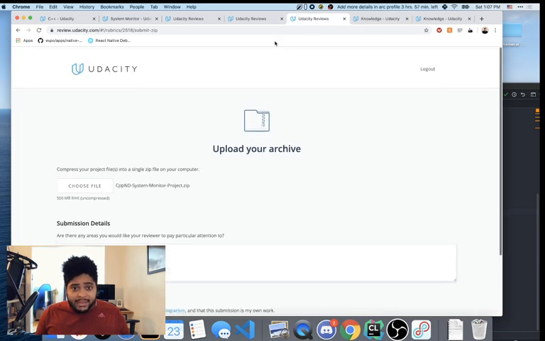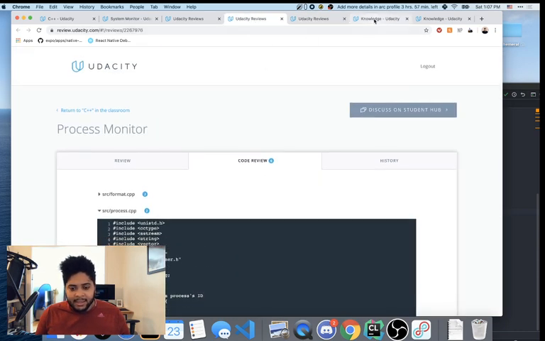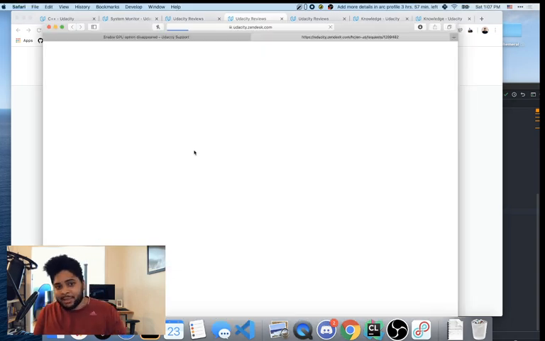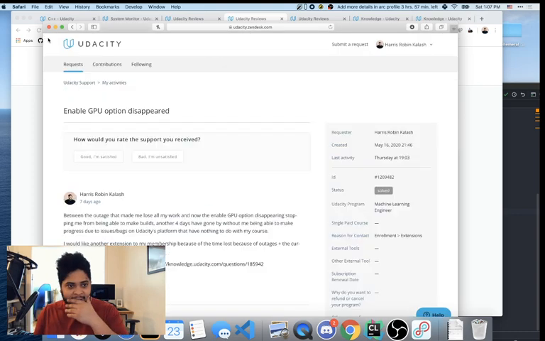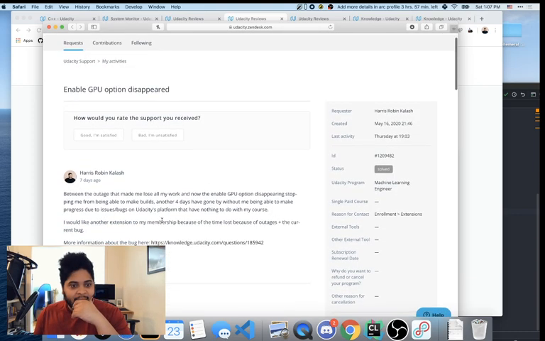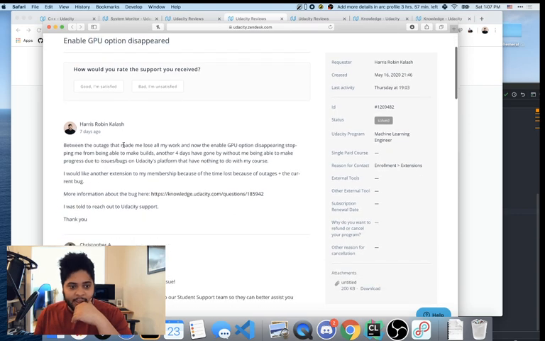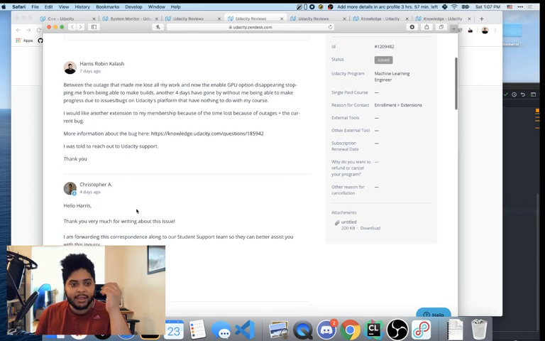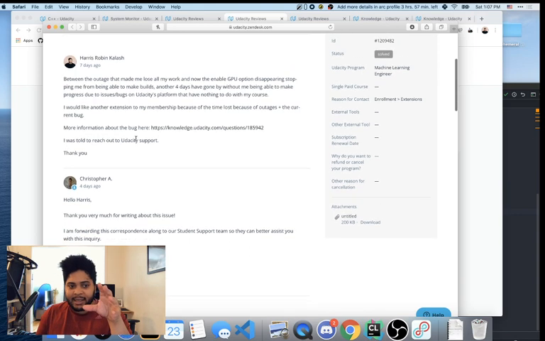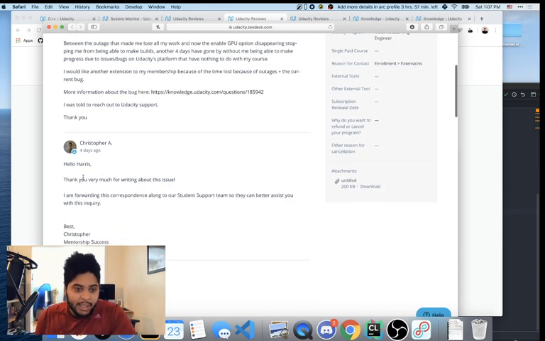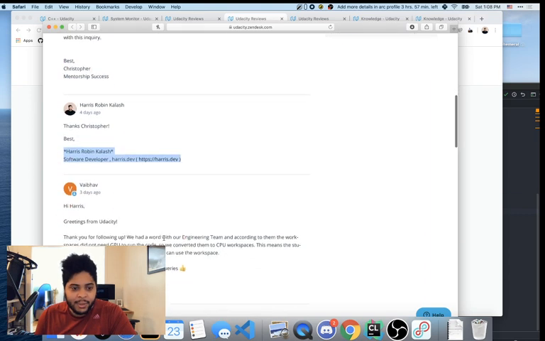Now, when I submit the review, knowing that the GPU button is not enabled, and by the way, it's worth mentioning that I contacted support about the GPU button, and this shows you how disconnected everyone is at Udacity. So I said the enable GPU option disappeared. I mentioned a bit about my frustrations between the outage and the enable GPU button. I point to the knowledge question that I posted, and basically I'm hoping for a resolution here. Christopher, thank you very much for writing about this issue. I'm forwarding this correspondence along to our support team. Great, thank you. Waiting to hear back.